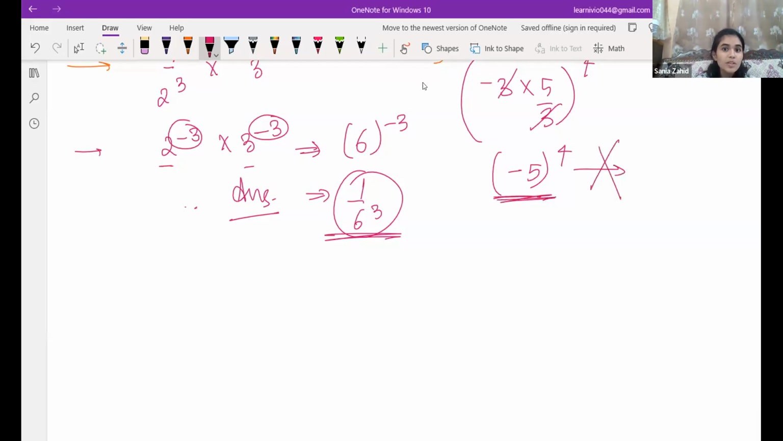Here I have reciprocal. Why? Because my power was a negative number. You see, it's minus 3 over here and plus 4 over here. So when your power is a negative number, you will reciprocal. But when your power is not a negative number, do not reciprocal. Okay, leave it at minus 5. Okay. Yeah, children, please tell me, do you understand? Yes, ma'am. Okay, good children.